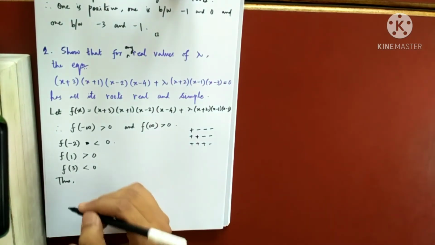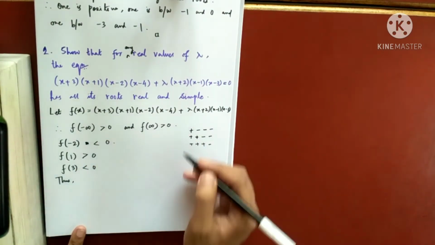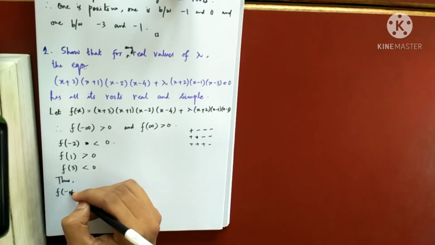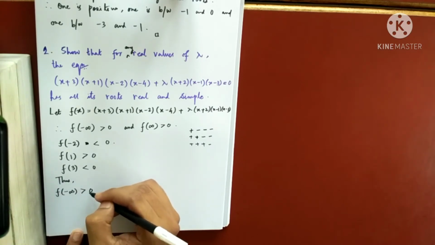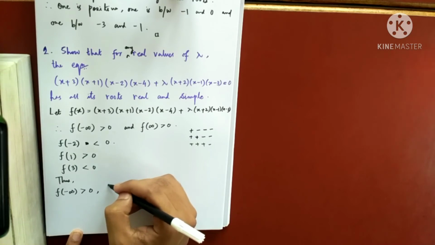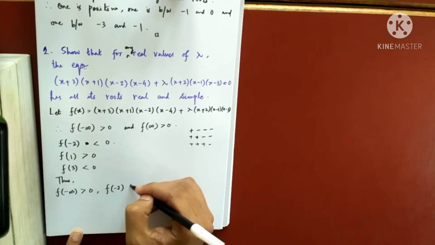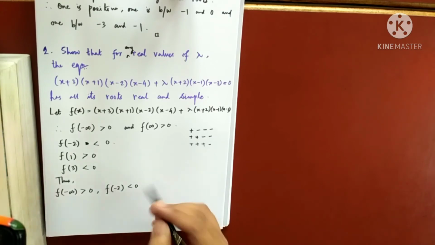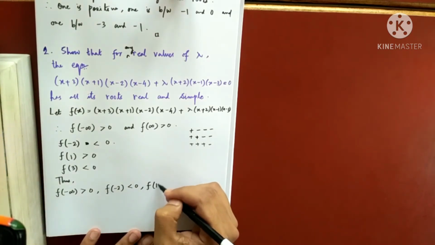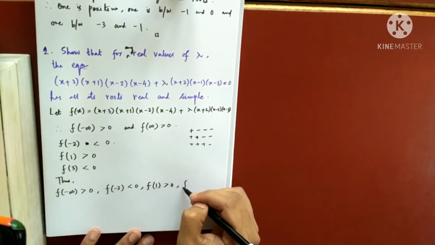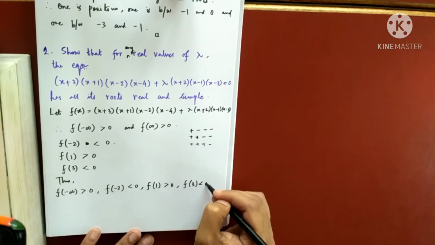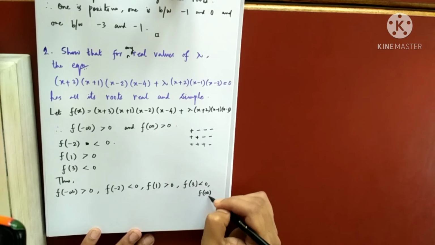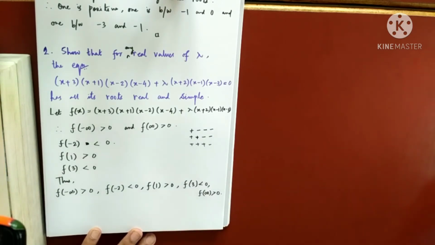So thus, let me write everything. I'll write things in ascending order. So f of minus infinity is greater than 0. f of minus 2 is less than 0. Then f of 1 is more than 0. f of 3 is less than 0. f of infinity is more than 0. So just take a note.